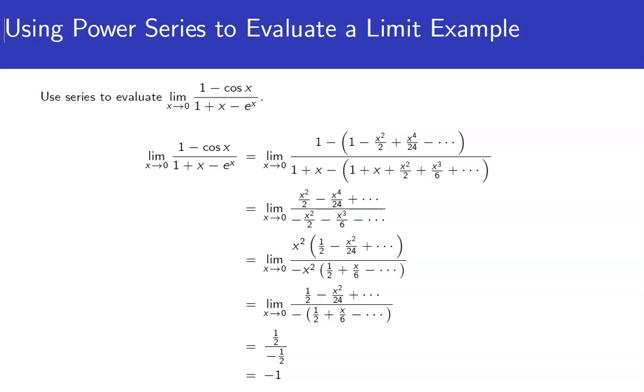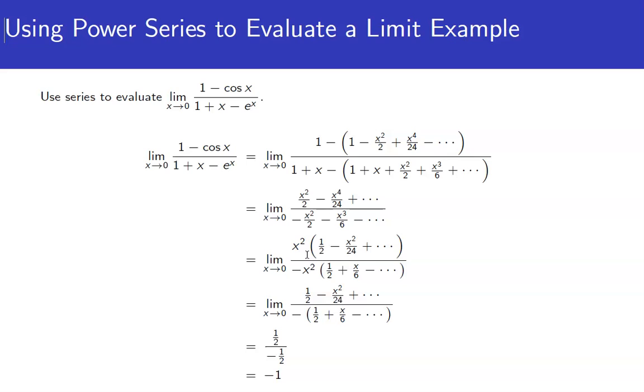We can factor out an x squared on top and bottom. Actually, I'll go ahead and factor out the negative sign at the bottom as well. On top, we get left with a power series that starts at a half. On bottom, we also get left with a power series that starts at a half. Not the same power series, but they certainly both start at a half.